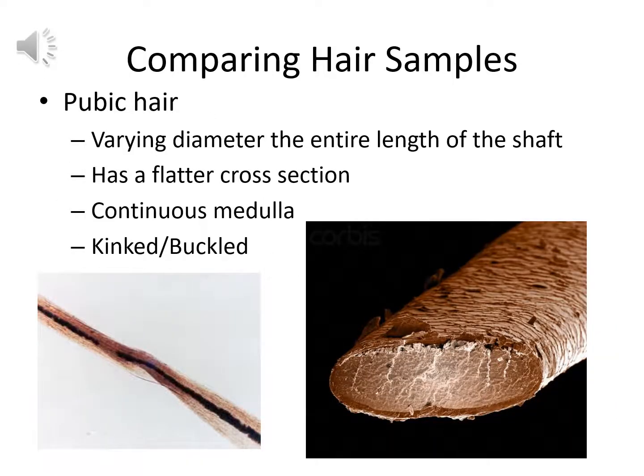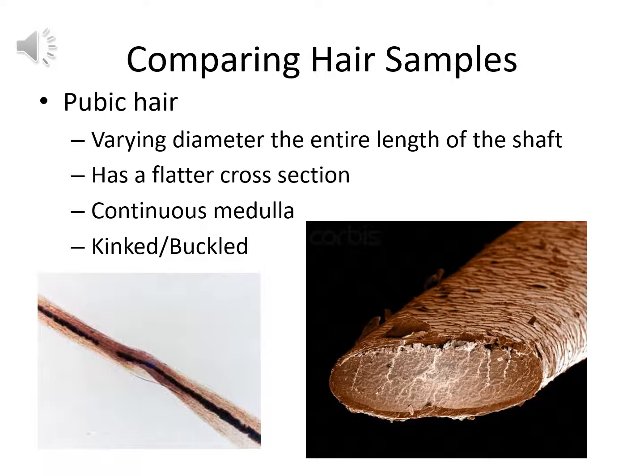And now we saved this one for last, pubic hair. Of course, it would be especially important in crime with a sexual component, where you would expect to find pubic hair samples. In this case, we're going to have varying diameter across the length of the shaft. That's what gives rise to those kinkings or bucklings that you tend to expect to see in pubic hair. It has a flatter cross section. That's what we see here in the bottom right.